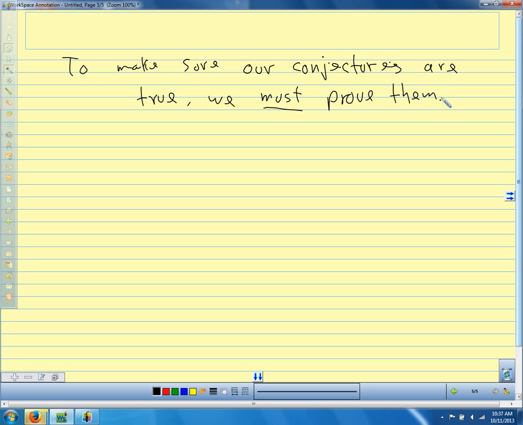So these things we've come up with, we don't know that they're true all the time. So what we do to make sure they're true all the time is we come up with a way of proving that our conjecture would work all the time, 100% for any kind of circumstance. All it takes to show that a conjecture is false is one case where it doesn't work. And we call that case a counterexample.